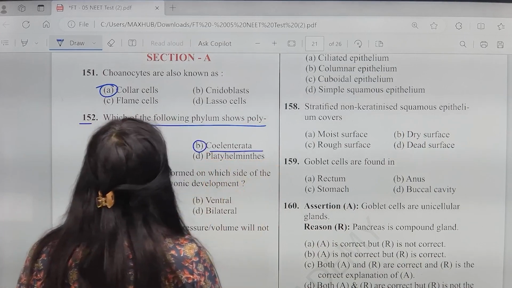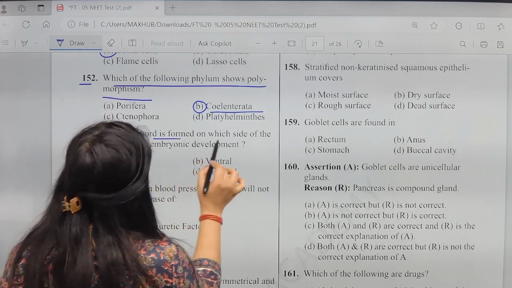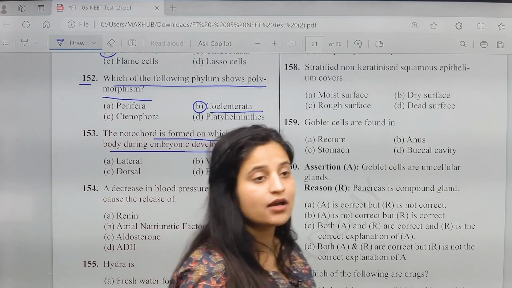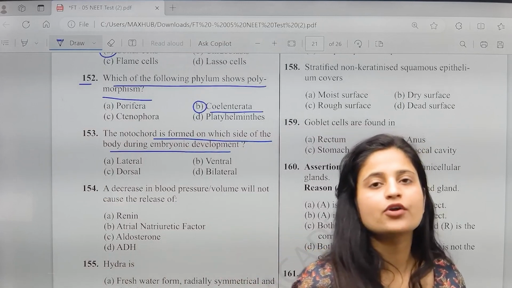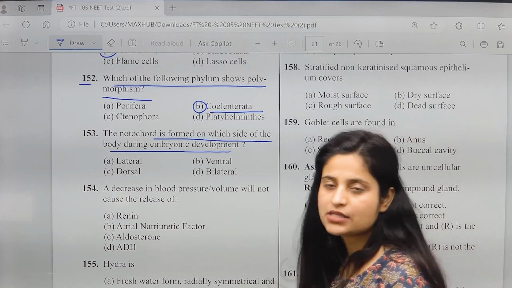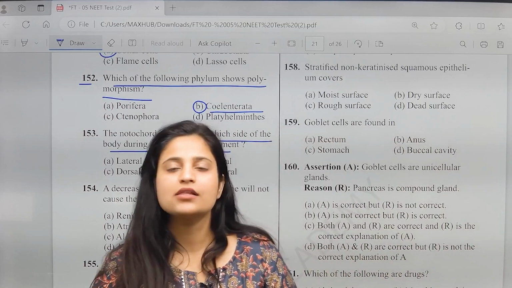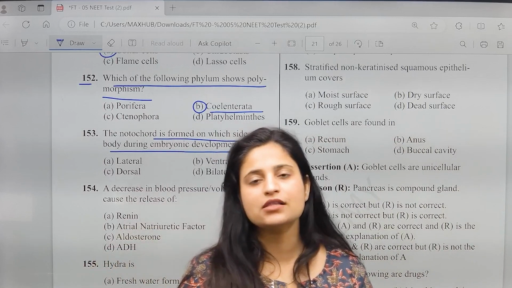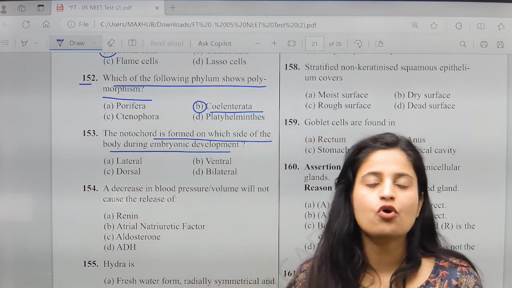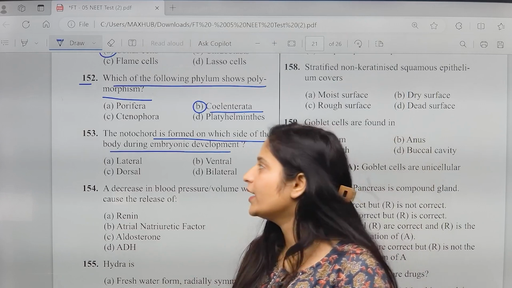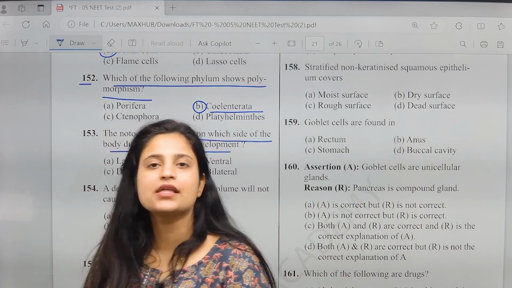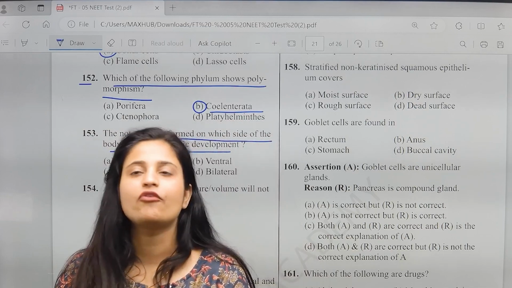Okay. Next we have, the notochord is formed on which side of the body during embryonic development. Firstly, what is the notochord? Notochord is a rod-like structure which supports the body, and in some organisms, notochord is replaced by the vertebral column. Those organisms who have a notochord are known as chordates. Okay. So, notochord is present at which side? It is present at the dorsal side of the body.